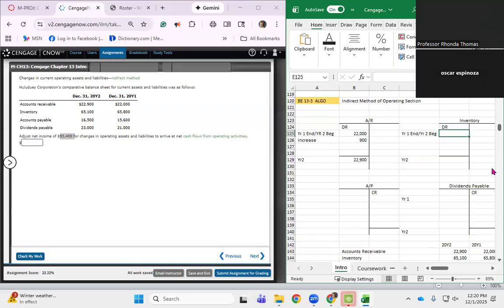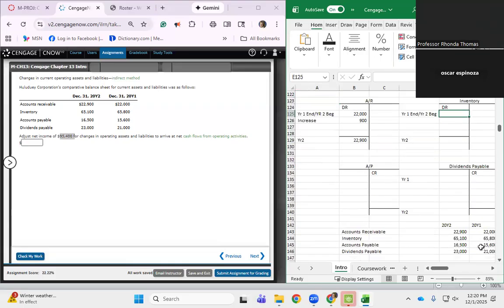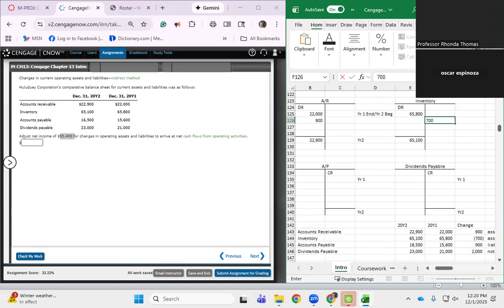Okay, so our beginning inventory is 65,800. The ending was 65,100. So we actually had a decrease of $700. Okay. What do you do with a decrease in an asset?